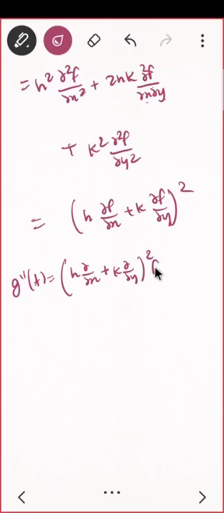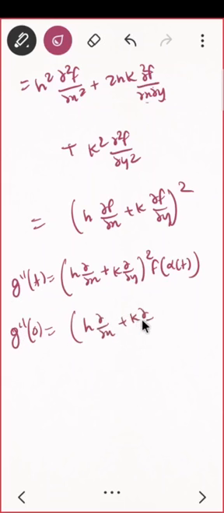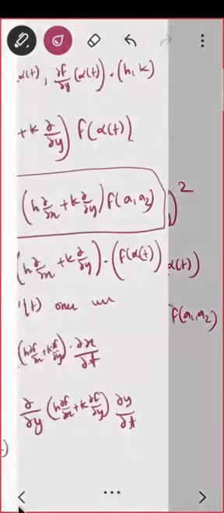So what will be my g double dash of t now? It will be the same thing, (h ∂/∂x + k ∂/∂y) the whole square of the function f of alpha t. You can put the value of alpha t also. And what is g double dash of 0? It will be (h ∂/∂x + k ∂/∂y) the whole square f of (e1, e2). Do you see the next term? This is what we needed.